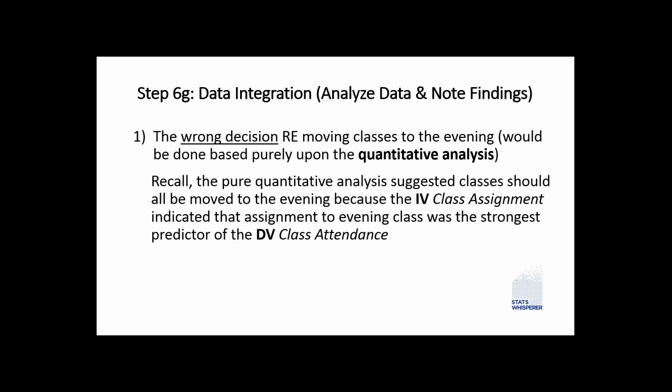So if we were just looking at the quantitative data, the wrong decision would have been made about moving classes to the evening. Recall, quantitative analysis said class assignment is the big predictor, everybody likes the evenings. That's what the data said.